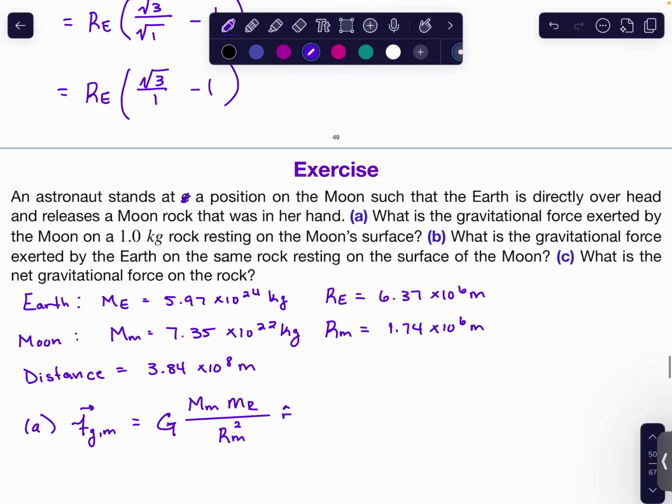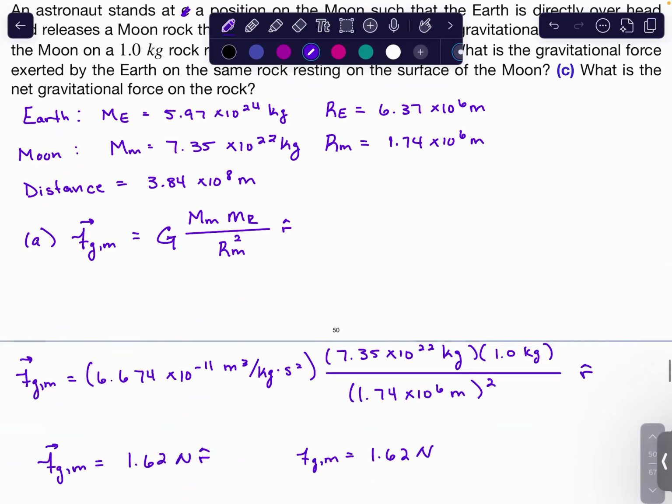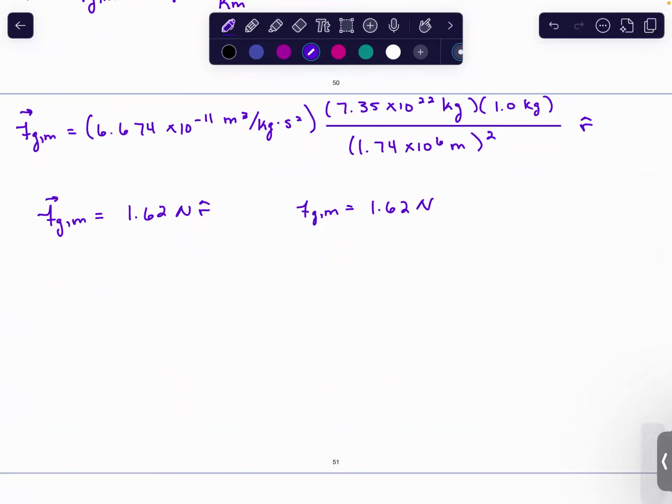Okay, so part B. What is the gravitational force exerted by the Earth on the same rock resting on the surface of the moon? Okay. Now we're going to have to think about this for a second. So the rock is on the surface of the moon, and we know the distance between the Earth and the moon is measured from center of mass to center of mass. So the distance from the Earth's center of mass to the rock, we're going to call that r, is going to be the distance between the Earth and the moon minus the radius of the moon.